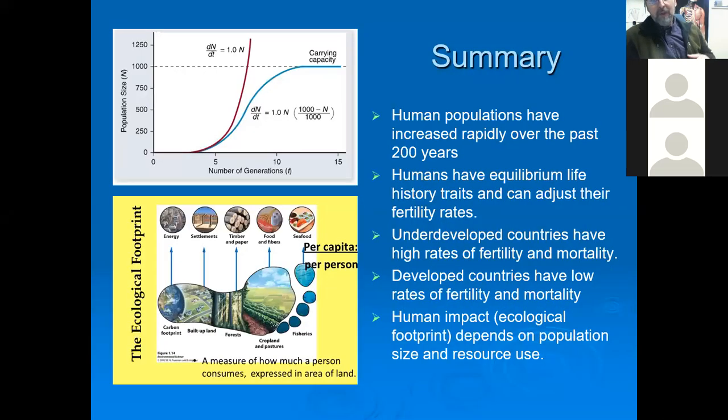When we talk about humans' impact on the environment, it's not just population that has an impact, it's also resource use. We use resources for energy: fossil fuels, nuclear power, and renewable energy sources. We use land for housing and settlements. We use forest products to provide building materials for paper and disposable products.